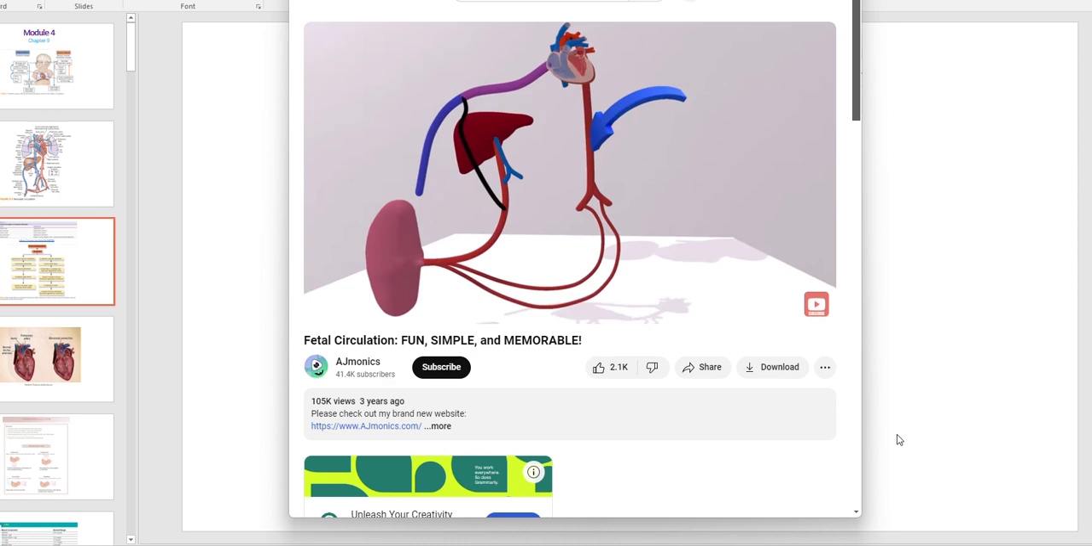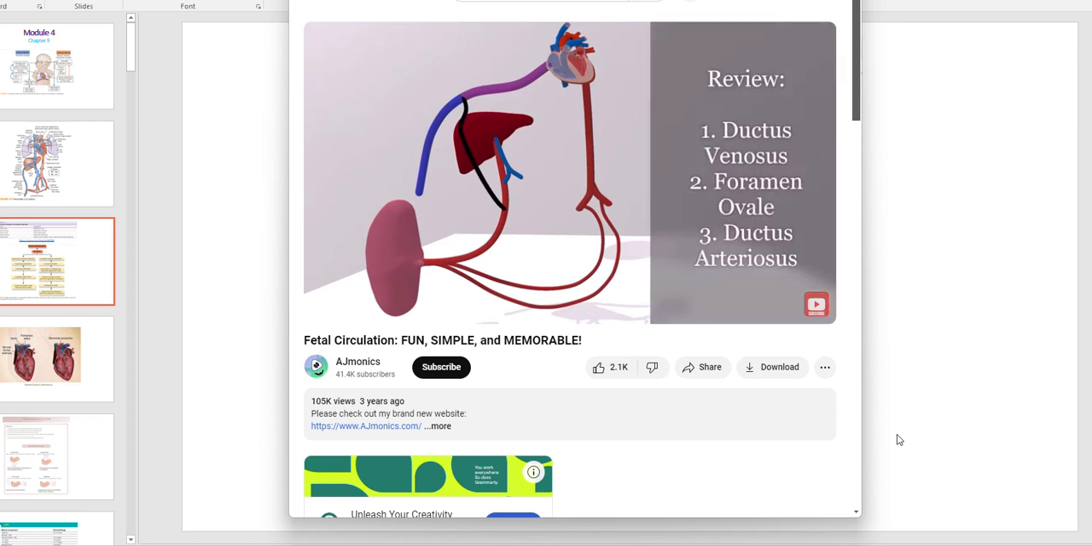Here we have the aorta, where blood travels to the baby's body. And we also see the umbilical arteries coming off of the internal iliac artery. So just to review, we have the three shunts. We have the ductus venosus, which acts as a shortcut to carry blood from the umbilical vein to the inferior vena cava. We have the foramen ovale, which allows blood to be shunted from the right atrium to the left atrium. And we have the ductus arteriosus, which allows blood to be shunted from the pulmonary artery to the aorta.